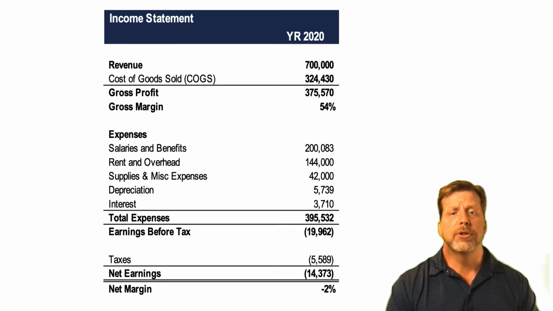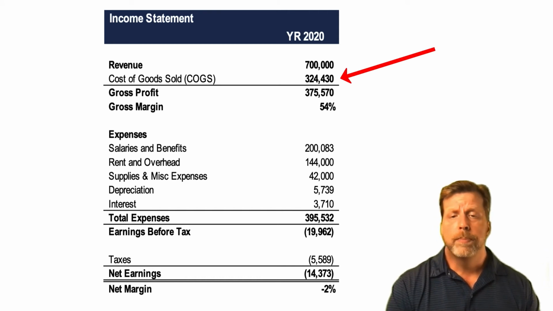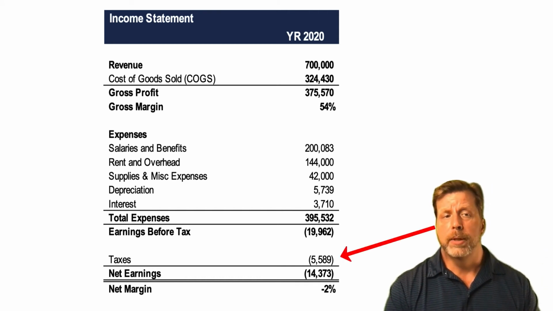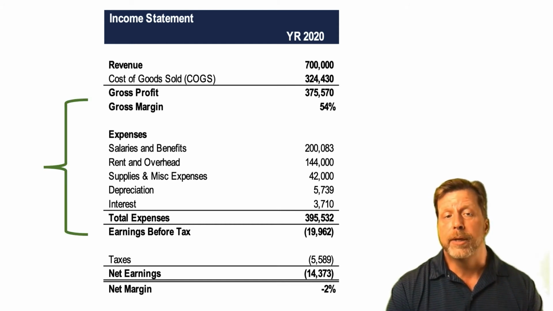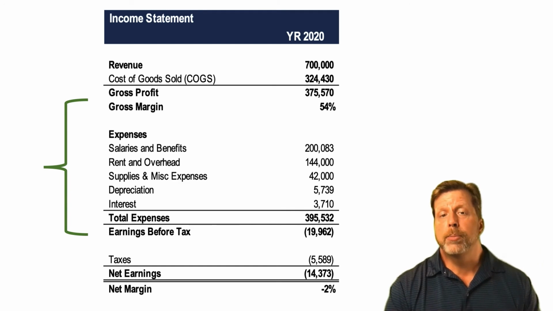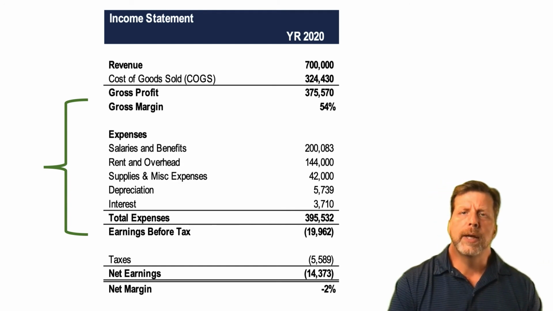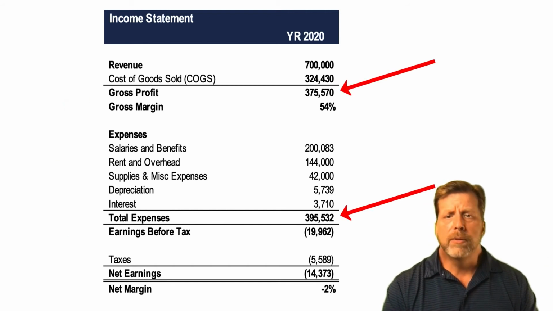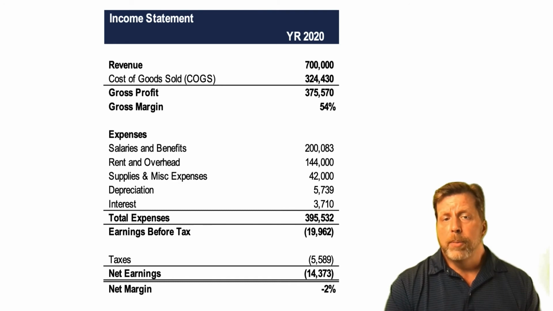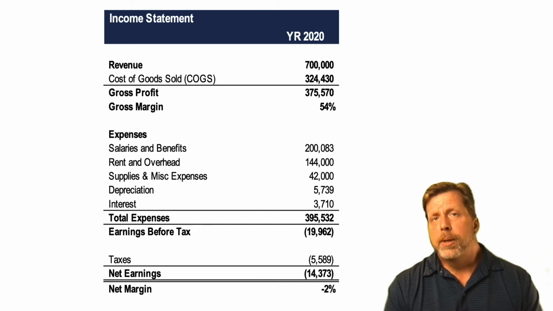Here we have a section showing the cost of goods sold. Here near the bottom is the income taxes, and the lines in between are the other expenses that the company had during the year. There are usually different subtotals to help the reader understand certain aspects of the business, such as gross profit and the total expenses.